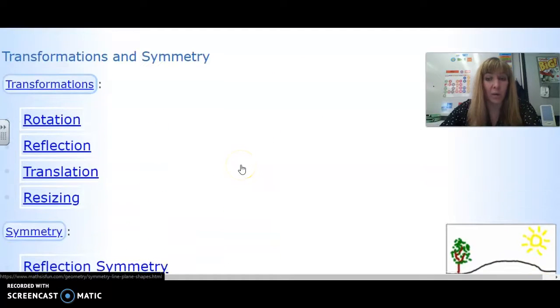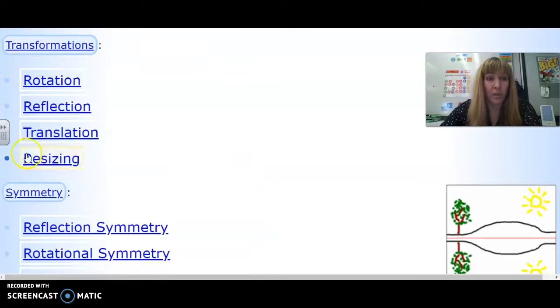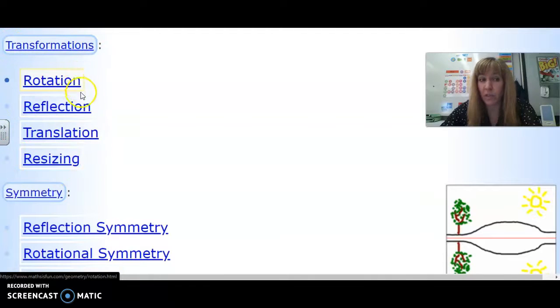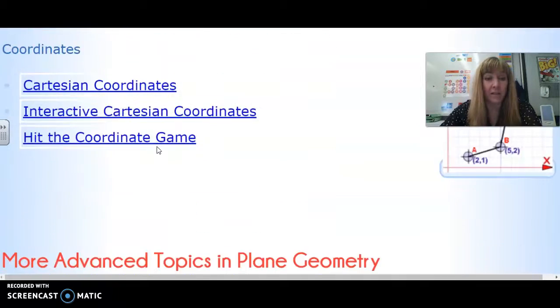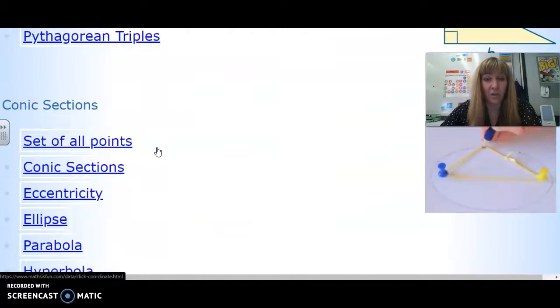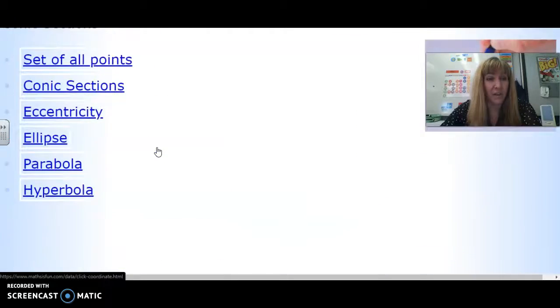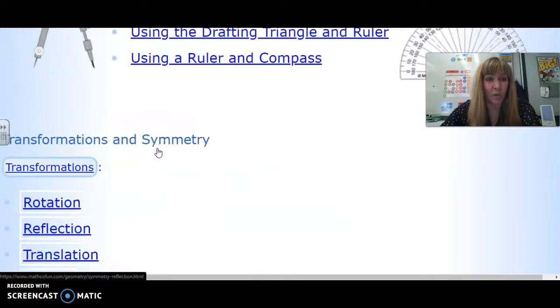Okay, in our last unit, we're going to be doing transformations. So we're going to be back over here. If you want to know what a transformation is, go take a look at rotation, reflection, and translation. Okay, and it's kind of fun to learn on this website. So go take a look.